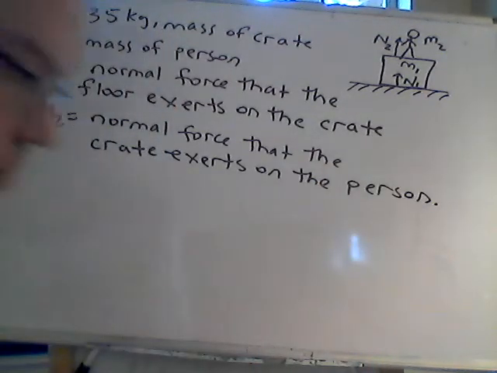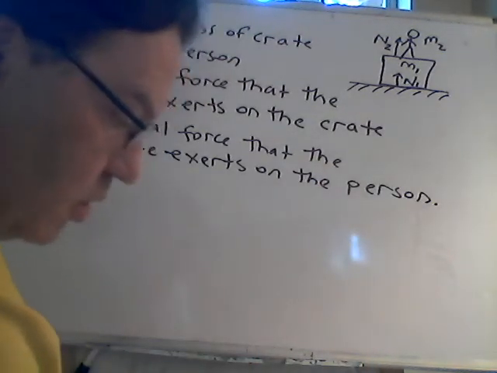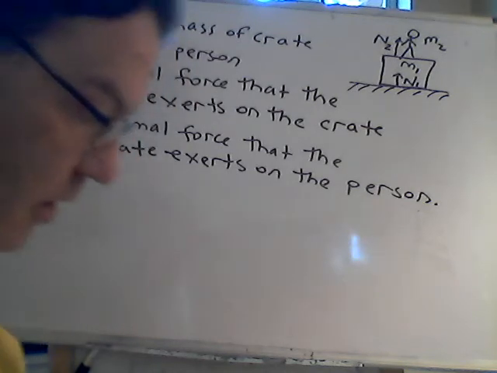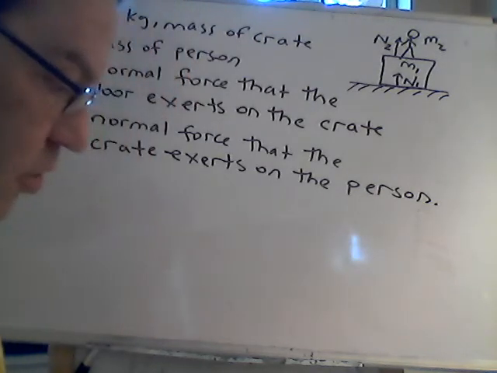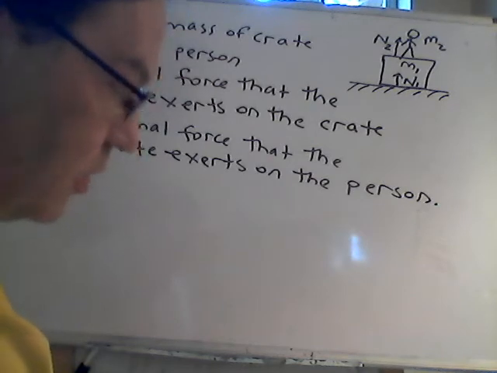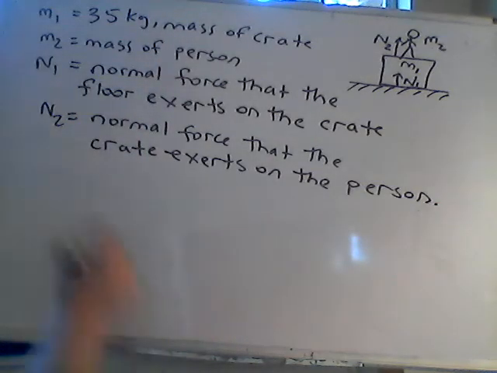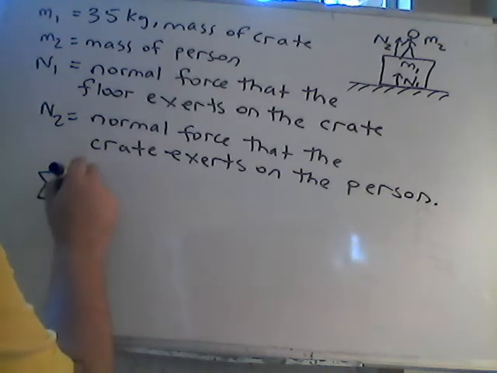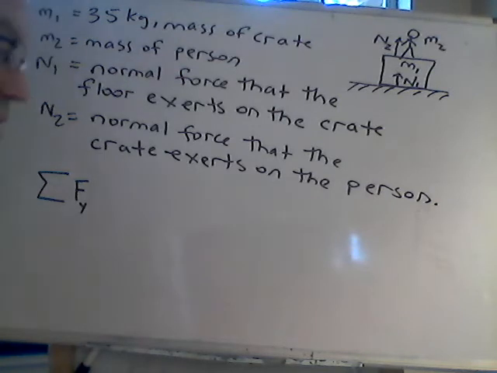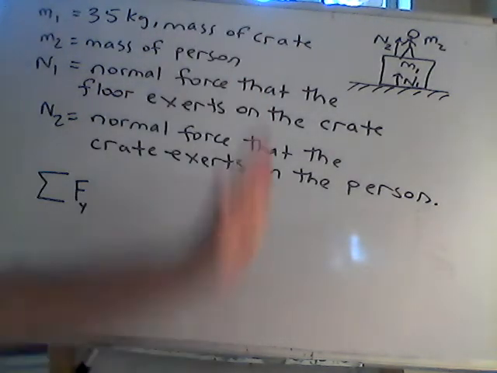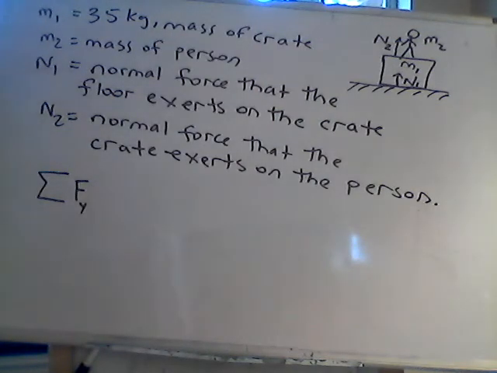So we have two different problems that we need to do here. First of all, we want to find the normal force the floor exerts on the crate. So what's happening here? Well, we're going to apply Newton's second law. There's nothing really going on in the x direction. Really, the only equation we have is along the vertical y, the sum of our forces in the y direction.